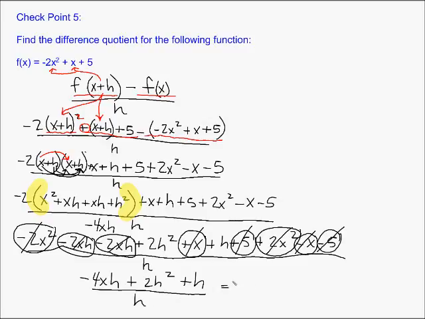And then to simplify that, I'm going to factor out my h at the top, which will leave me with (-4x + 2h + 1) all over h, and then my h's cancel out, so I'm left with -4x + 2h + 1. And that's my final answer.